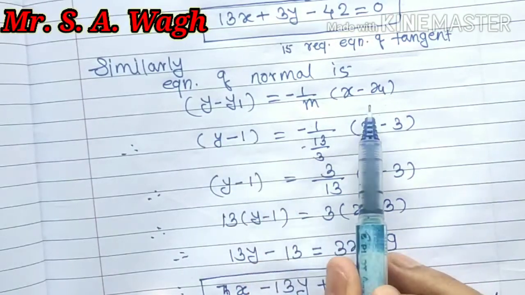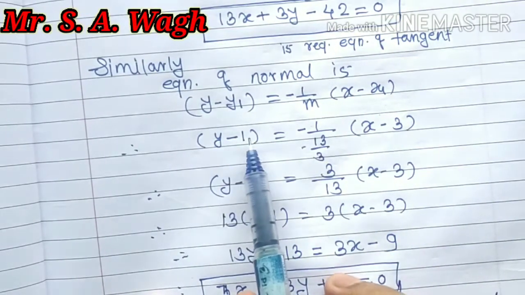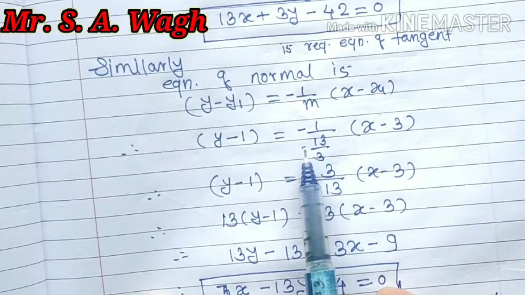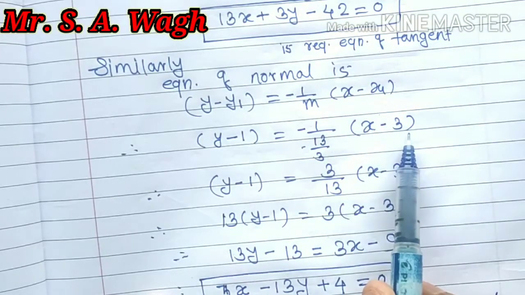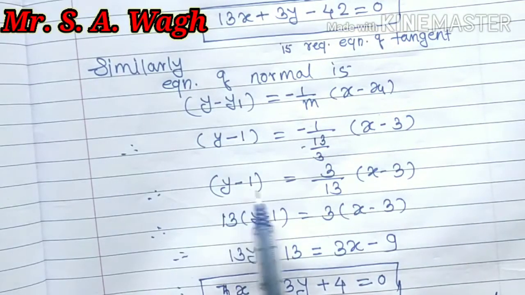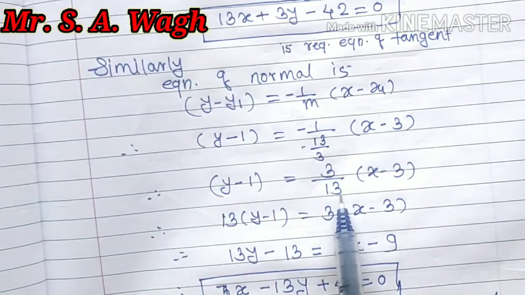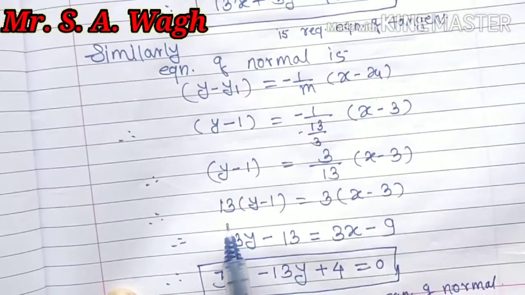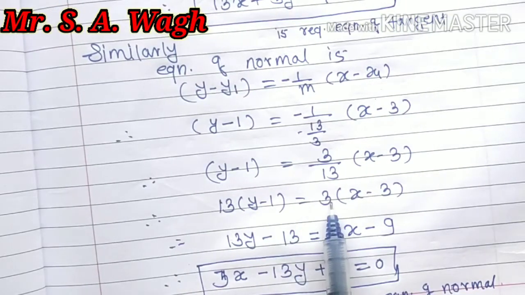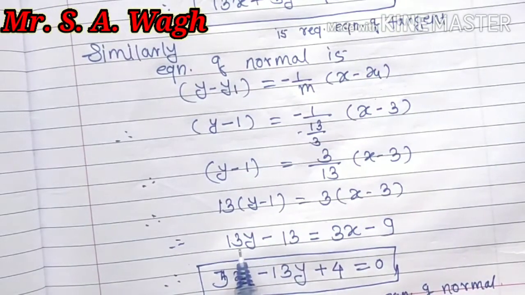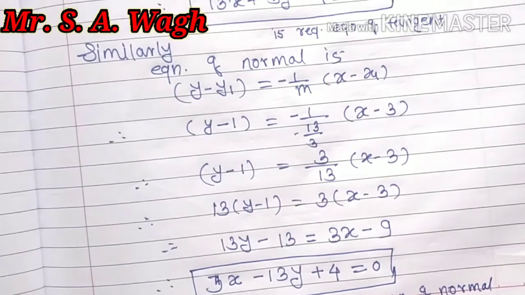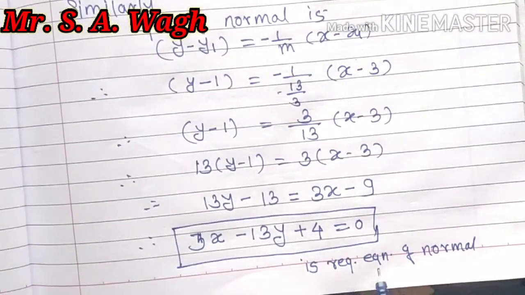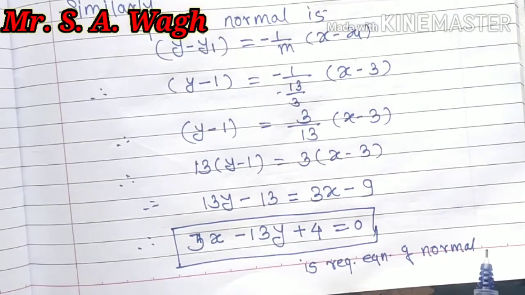Substituting the values of x1, y1 and m, y minus 1 is equal to minus 1 upon minus 13 by 3 into x minus 3. Simplifying this, the minus signs cancel, and y minus 1 is equal to 3 by 13 into x minus 3. So 13 into y minus 1 equal to 3 into x minus 3. Therefore 13y minus 13 is equal to 3x minus 9. That is 3x minus 13y plus 4 equal to 0. This is again the required equation of normal to the given curve.